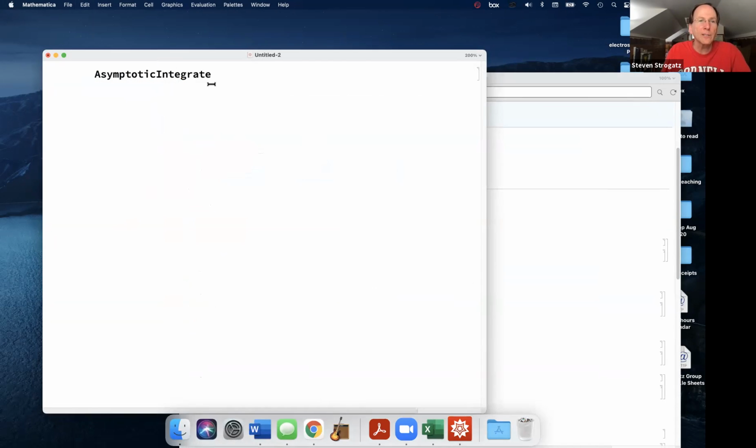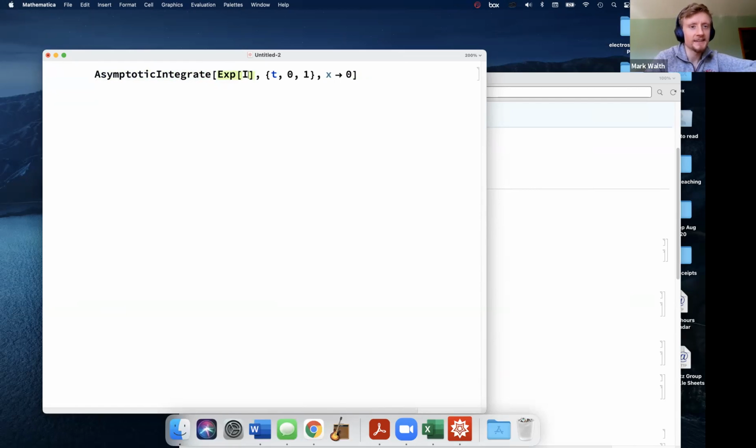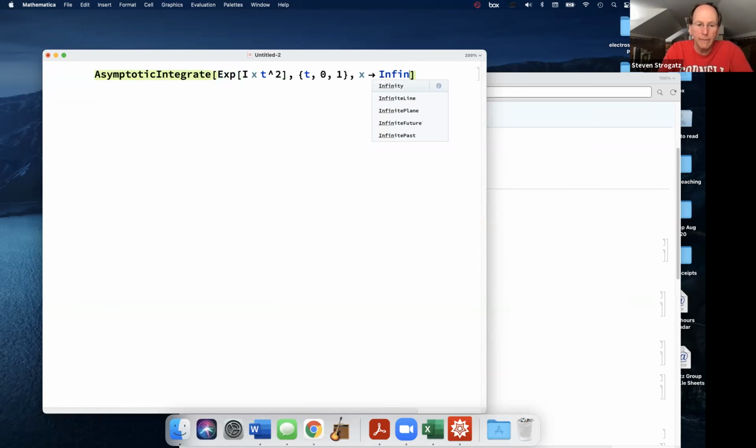Okay, so let me try this, and I'll just mimic this. I love the way this is written with these examples. So I'm going to say asymptotically integrate exp of, our example was ixt squared, I believe. Does it know I, or do I need a special symbol for that? You need capital I. Capital I, thank you. Ix t squared. And I'm supposed to say t goes from 0 to 1, and then I'm going to say x goes to infinity. That might work. Let's see what it does.